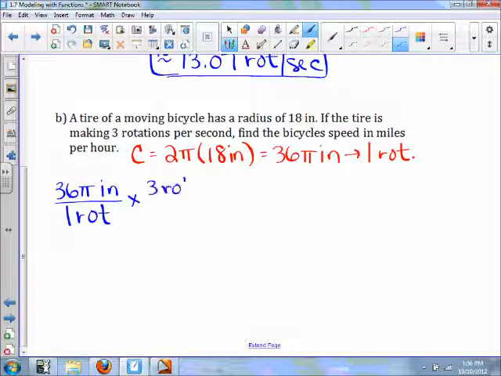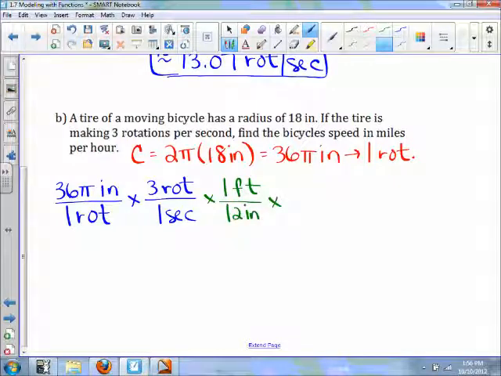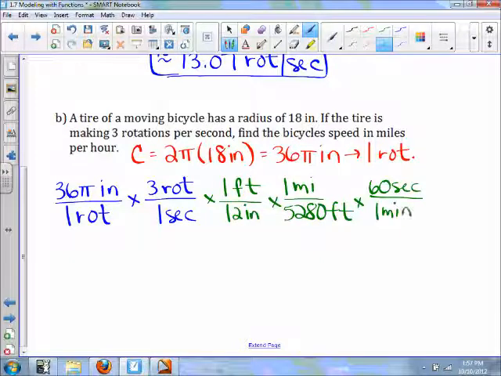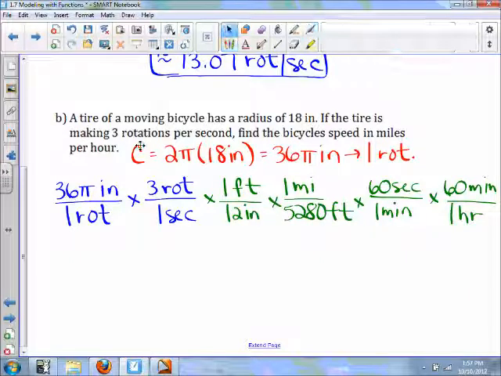And we know it's going to make 3 rotations every 1 second. So now we need to switch, because we need to figure out in miles per hour. We need to switch inches to miles and seconds to hours. So let's change inches to miles first. 1 foot would be 12 inches, and then 1 mile would be 5,280 feet. Now switching seconds to hours, going to be 60 seconds to 1 minute, and then 60 minutes to 1 hour.